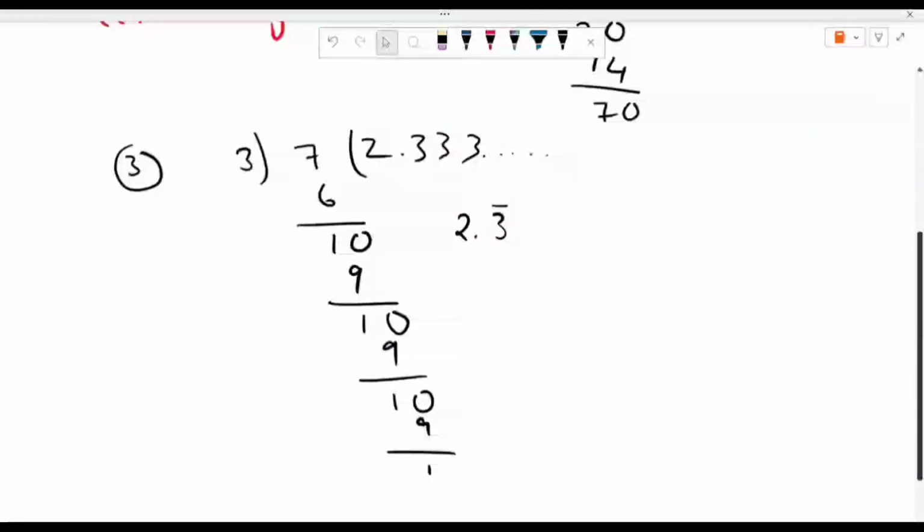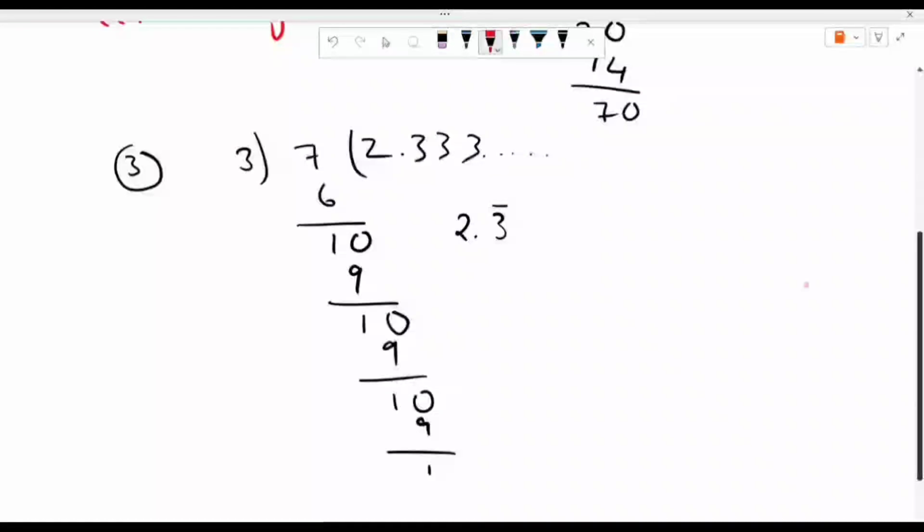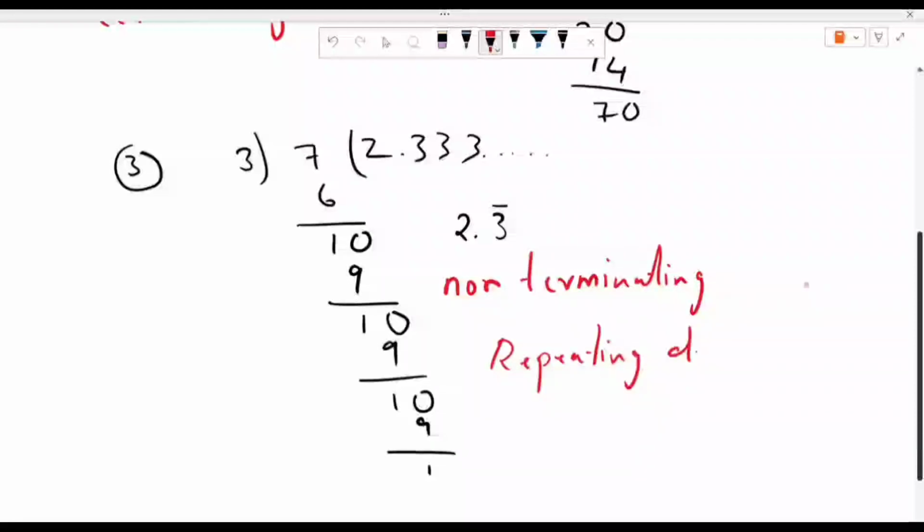In the third case, we have seen the answer won't stop, but 1, 2 or 3 digits will repeat. Sometimes 1 digit will repeat, 2 digits, 3 digits, going on repeating. Non-terminating means it won't stop, and the digits are repeating also. So this is known as non-terminating repeating decimals. Exercise 1.3 is based on this concept: only three types of decimals, terminating, non-terminating, and non-terminating repeating decimals.